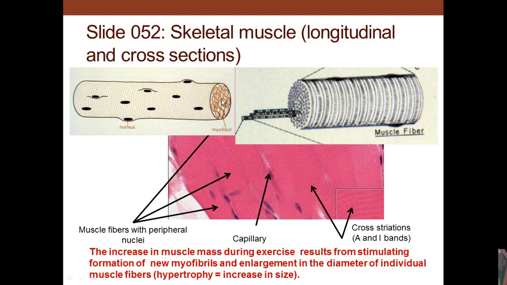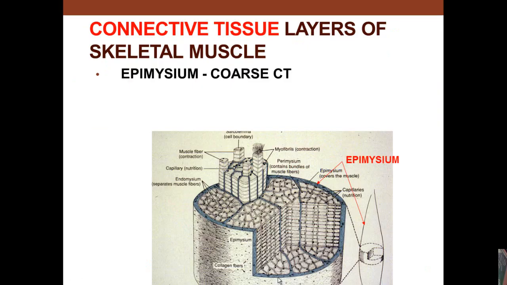So more of these myofibrils are produced, and that enlarges the size of individual cells or muscle fibers, and that enlarges the size of the muscle itself. We call that hypertrophy, where you increase the size as opposed to increasing the number of cells. There are different layers of connective tissue associated with muscle.